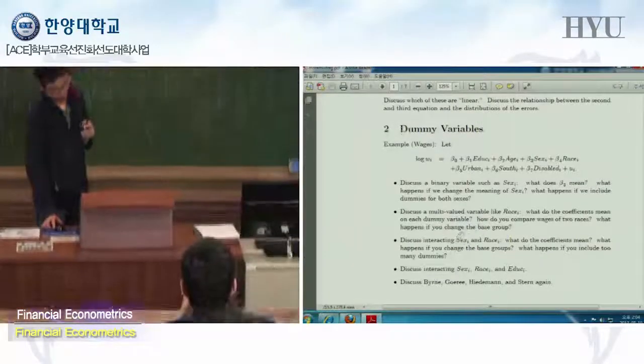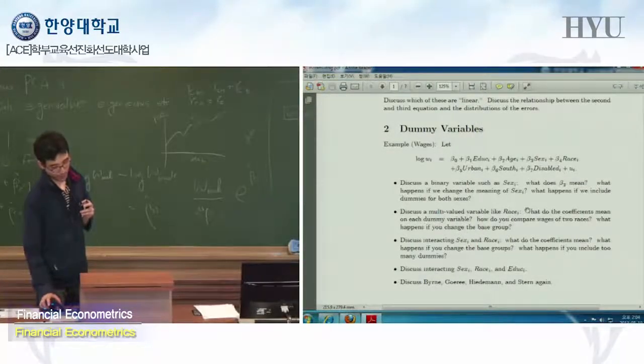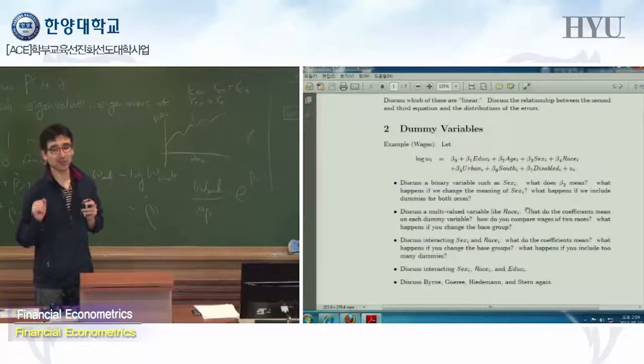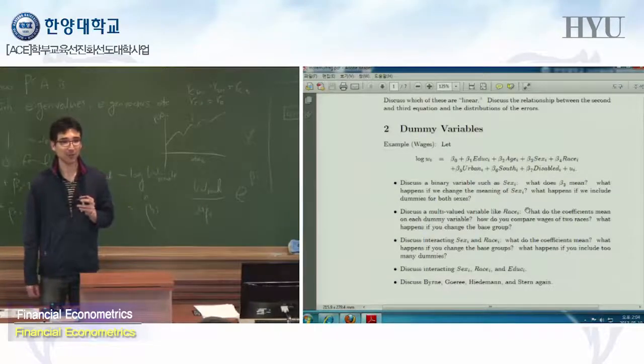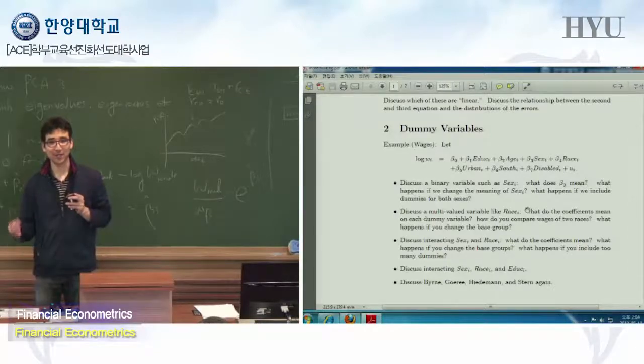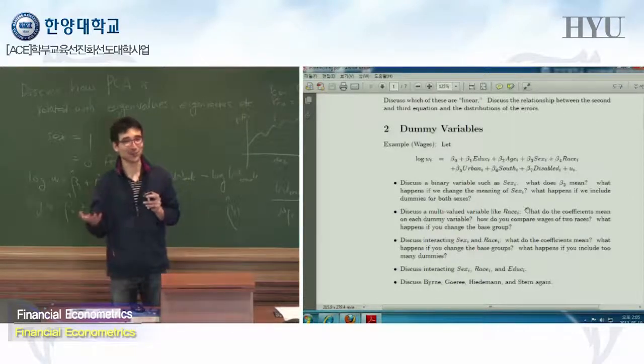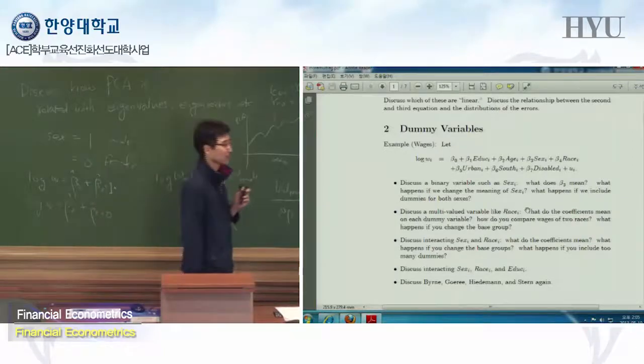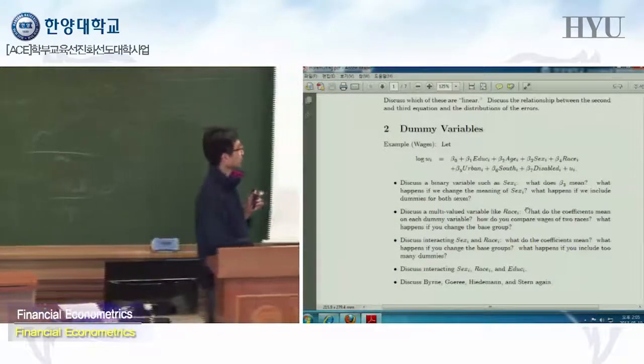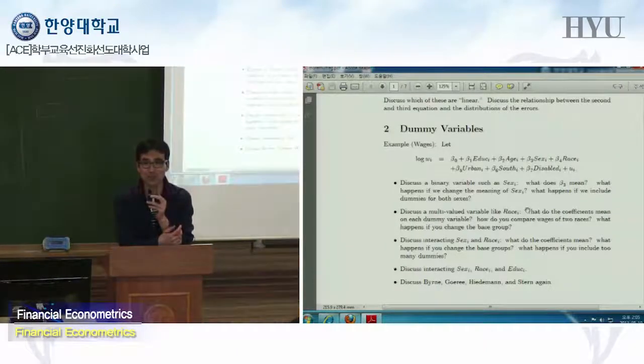Now, let's discuss a multi-valued variable like race. For gender, it is easy. There are only two binary categories, either male or female. Every human being is either male or female. No problem. But in the case of race, there are actually more than two races: White, Afro-Americans, Asian, Latinos, and more than two categories. In this case, we have to be smarter than that.